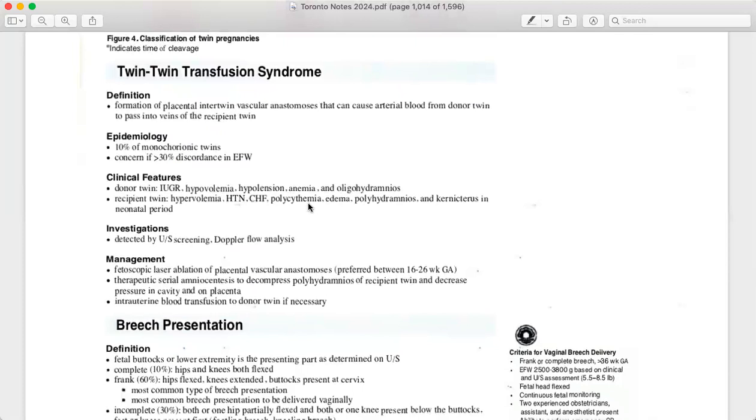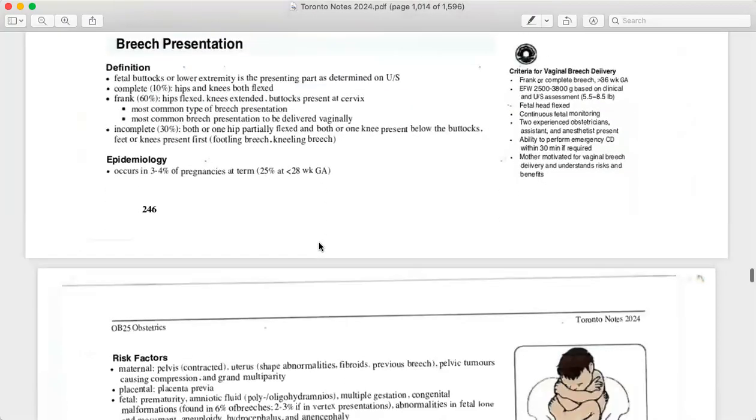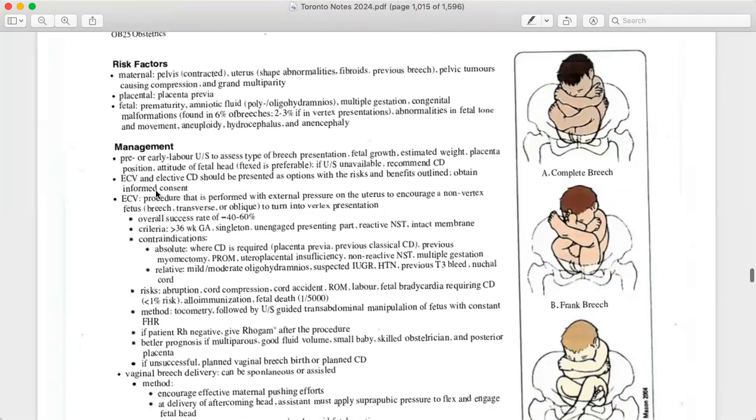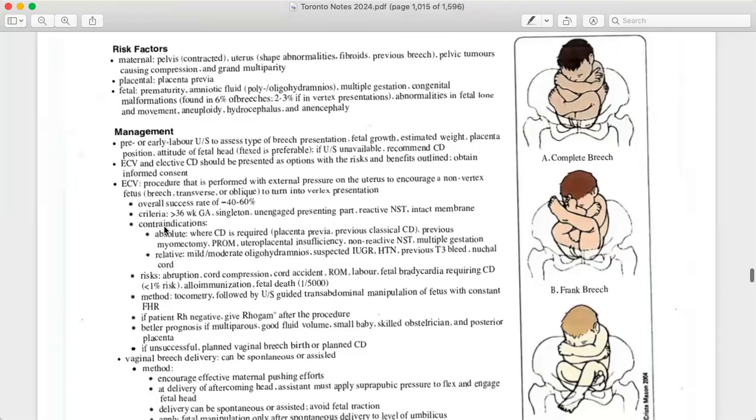Twin to twin transfusion is usually detected by ultrasound screening. What you do is fetoscopic laser ablation to separate them, and then therapeutic serial amniocentesis to decompress the polyhydramnios. Intrauterine blood transfusion to the donor twin if necessary. For breech presentation, we do external cephalic version, and what the contraindications of that are is important, more than anything else.